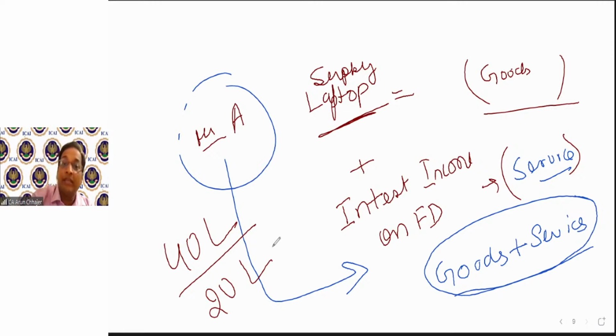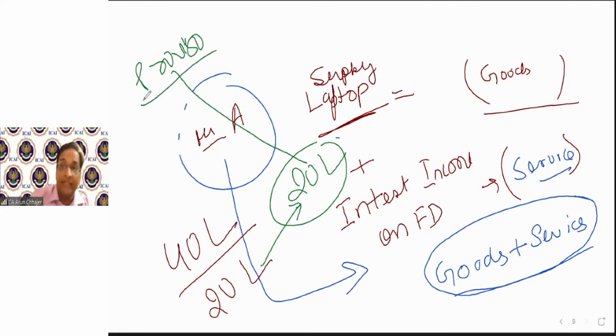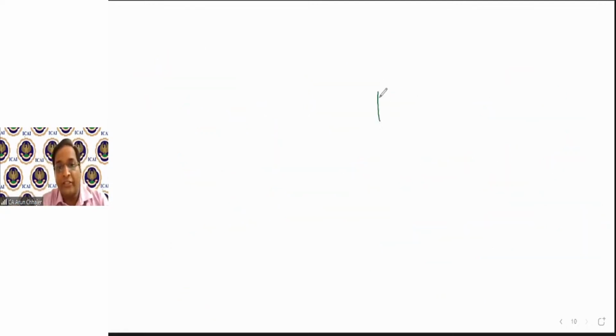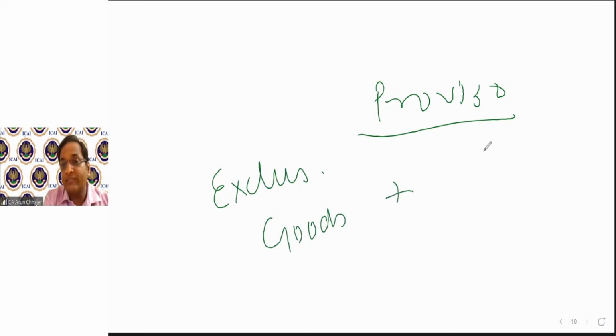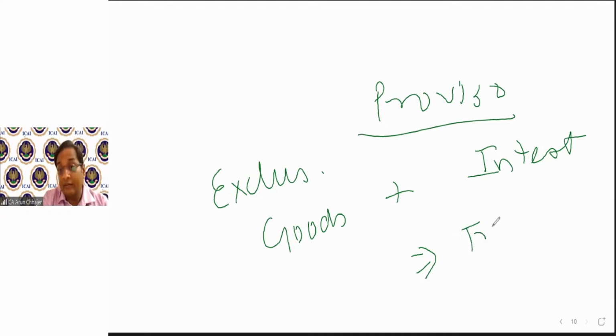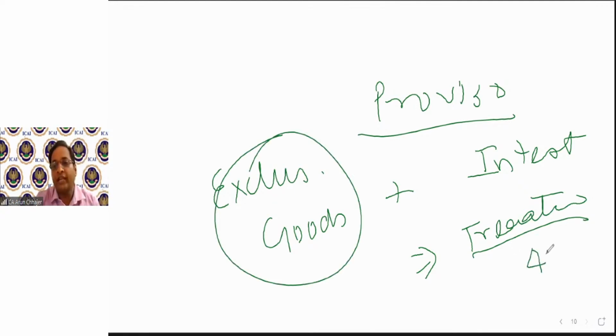So the answer would be 20 lakh. Ideally, the answer would be 20 lakh, but this they have covered in the proviso. What is the proviso? Proviso says that if you are exclusively engaged in the goods, but you are also receiving the interest income, then it will be treated that you are still supplying the goods and the limit would be 40 lakhs.